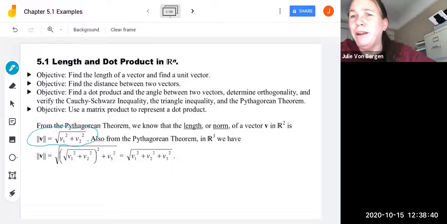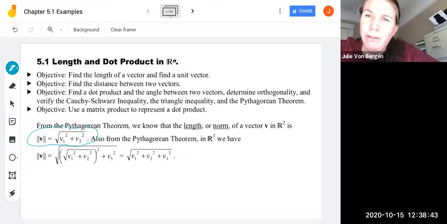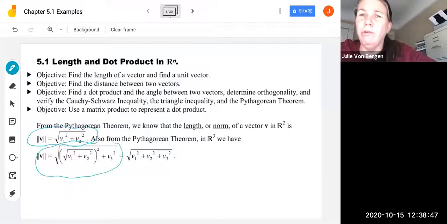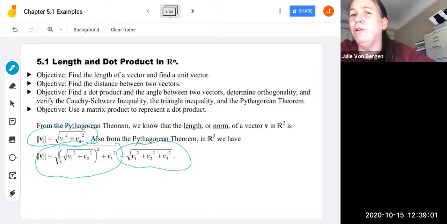And then also from the Pythagorean theorem in R3, we have this relationship for the length, or the norm: the square root of the distance in the first 2 components, v1 and v2 squared, which just simplifies when we add it to v3 squared and square root it all. It simplifies to be v1 squared plus v2 squared plus v3 squared, all square rooted. And you saw these distance formulas in calculus.